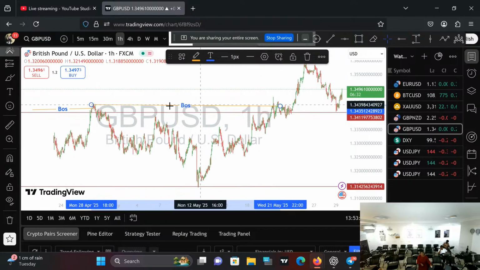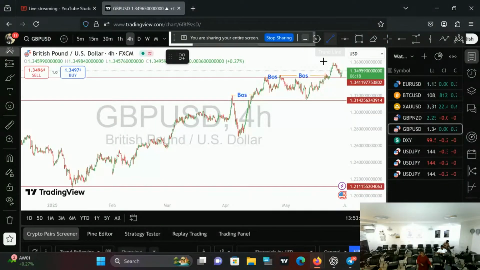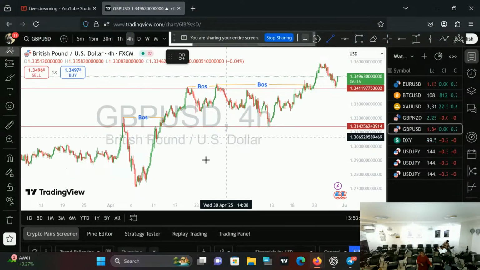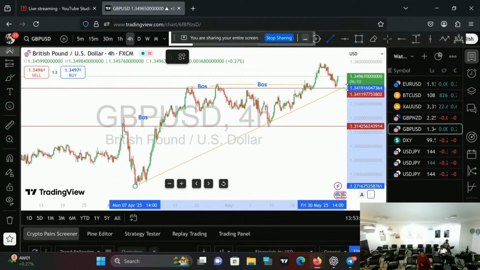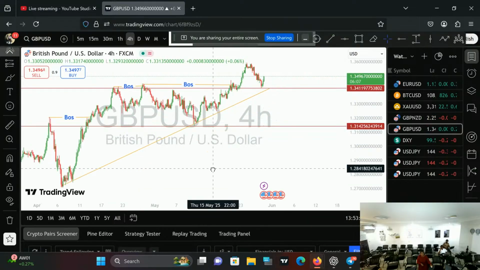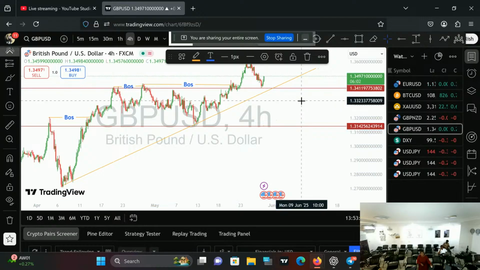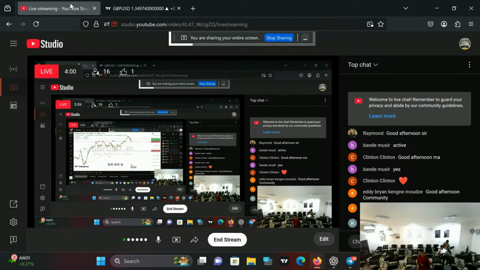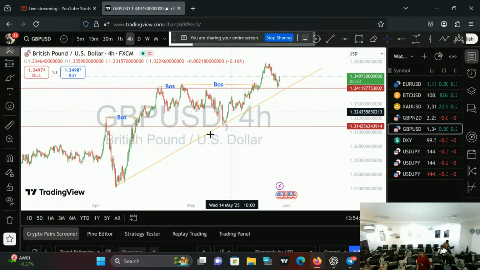On the 1 hour now, this is a major break. We have other smaller break of structures inside this structure. And we all know that this market is in an uptrend, right? See if we can draw a trend line from the 4 hours. This market is in an uptrend. I hope you guys are following. Okay, we have an uptrend. We have drawn our trend line from the 4 hours.